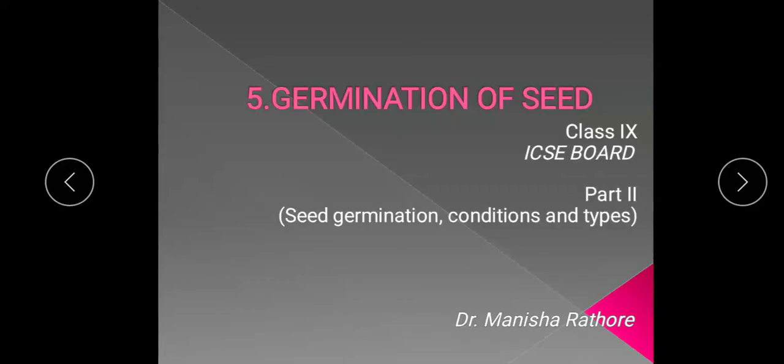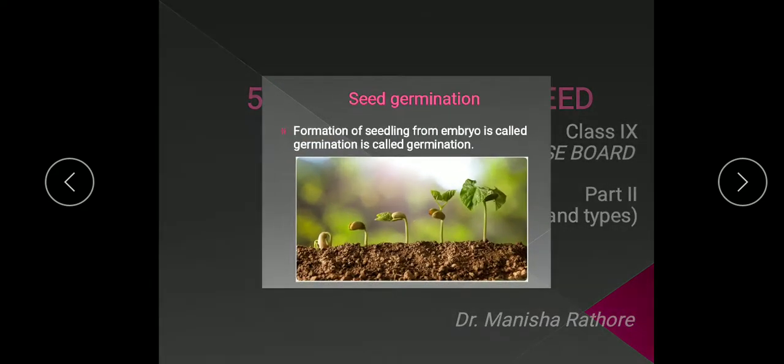Students, today we will start the next part of germination of seed, and today we will study seed germination, the conditions required for the seed germination and types of seed germination. As you have studied about the seed and its structure and the types of seeds in the previous part of this chapter, that the two types of seeds are monocot and dicot seed, and their structural differences also. Now today we will study how seed germinates, how the plant grows from the seed.